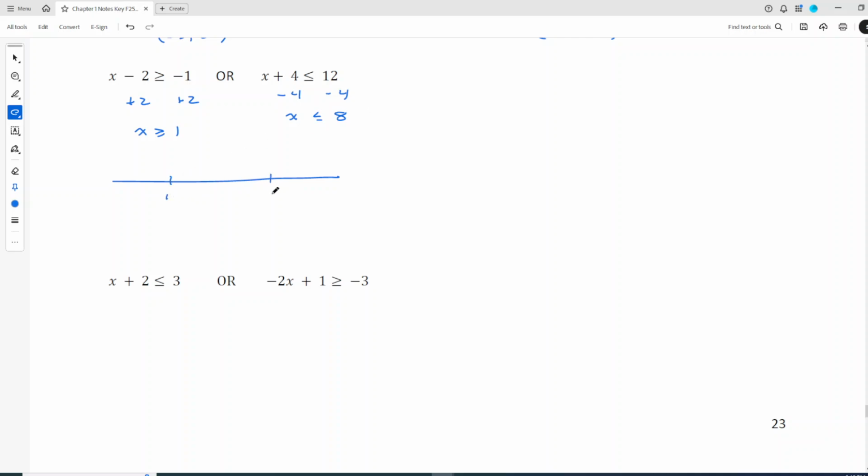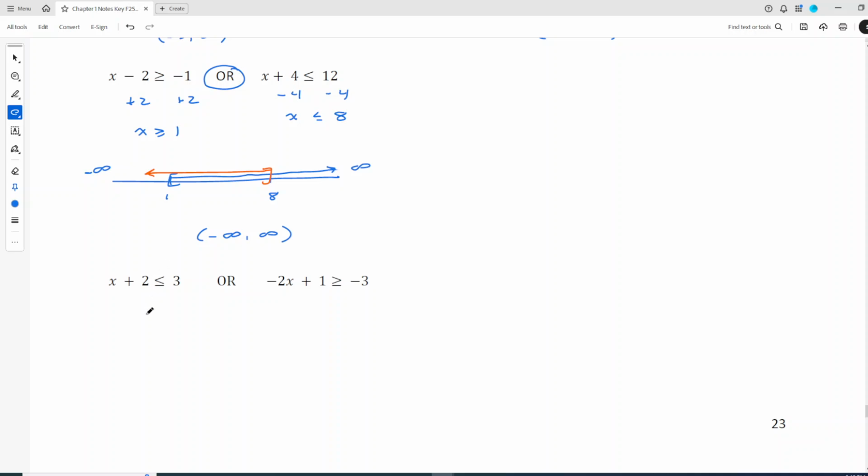So we've got 1 and we've got 8. For this left inequality, we've got x is greater than or equal to 1, so square bracket opening to the right at 1. And then we have x is less than or equal to 8 is a square bracket opening to the left at 8. Now, because my linking word is an or, anywhere there's a graph, it's a solution. So it's really pointing down to negative infinity and up to positive infinity. So my solution in interval notation would be negative infinity to infinity.